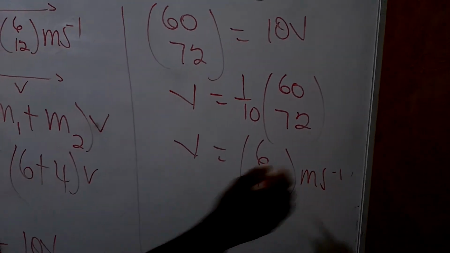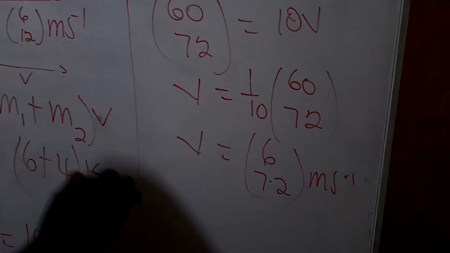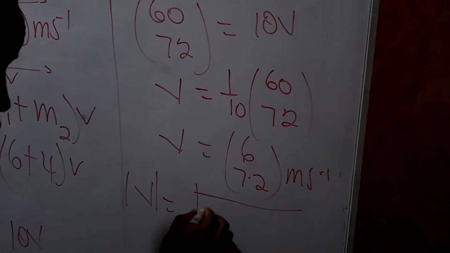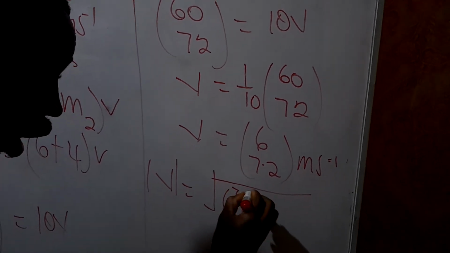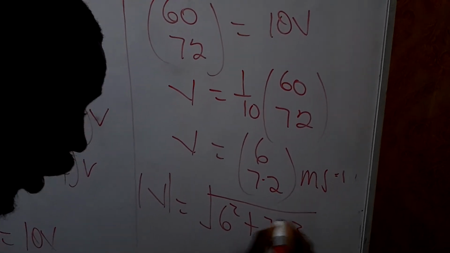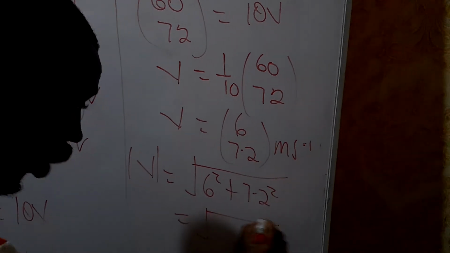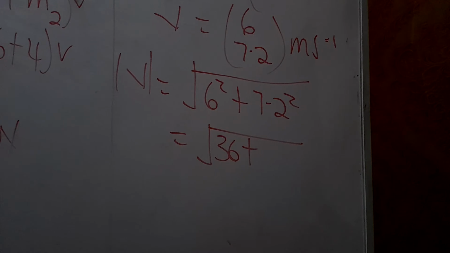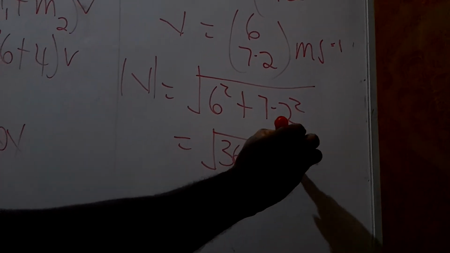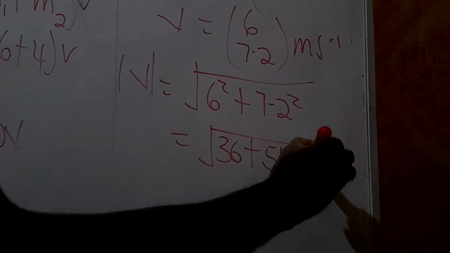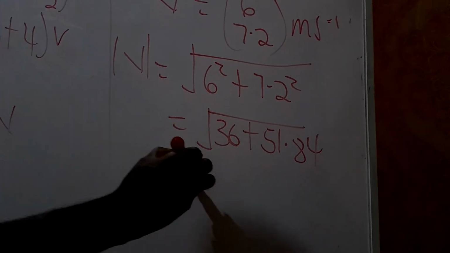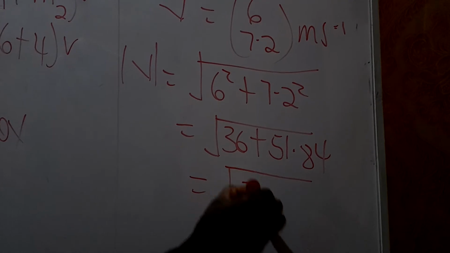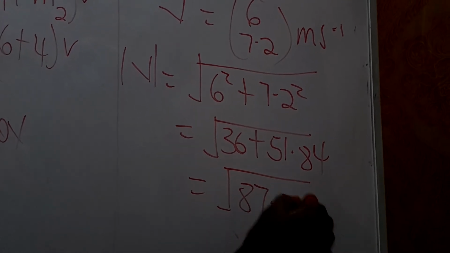However, the question says we should find the magnitude of that common velocity. So the magnitude, remember how to find the magnitude of a vector, will be equal to the square root of 6 squared plus 7.2 squared. 6 squared is 36 and 7.2 squared will be 51.84, correct to 2 decimal places. And when we add this to this, we'll get 87.84.